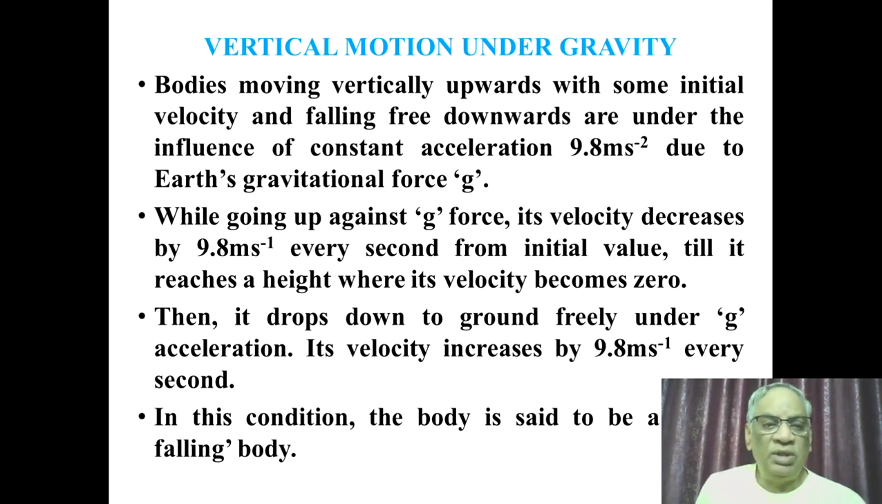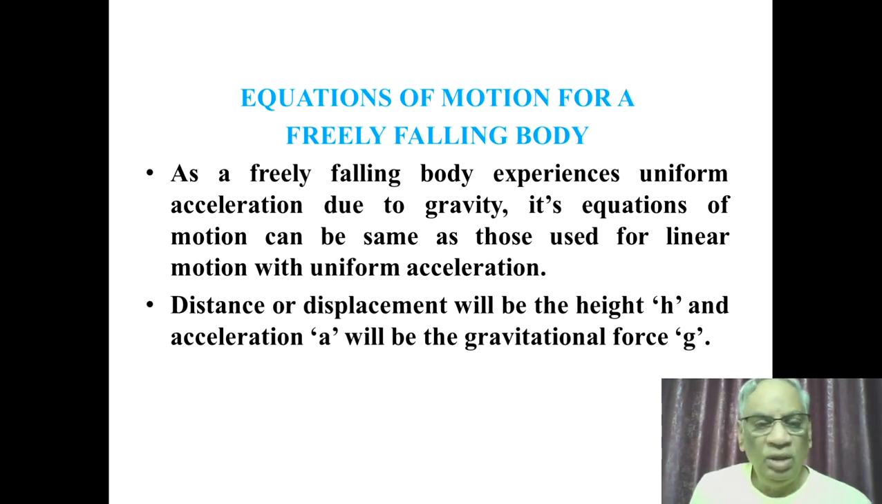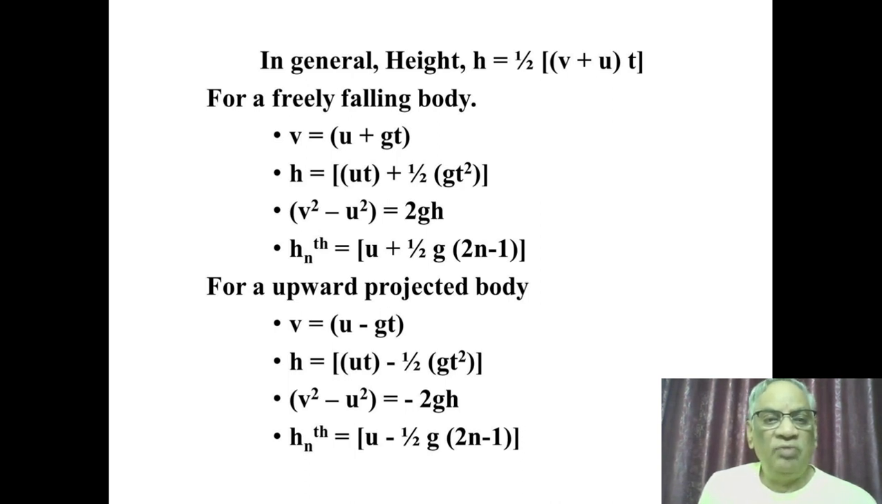Now coming to the equations of motion for the freely falling body, because its motion is also similar to bodies moving with uniform acceleration. Here the acceleration is because of the gravity. So its equations can be the same as those used for linear motion with uniform acceleration as already seen. Only thing is the distance or displacement has to be replaced with the height term, and the acceleration term should be replaced with the gravitational force g. That's all. In general, the height h is given by average velocity, that is v plus u by 2, into the time of travel.